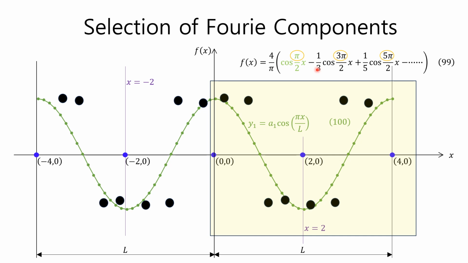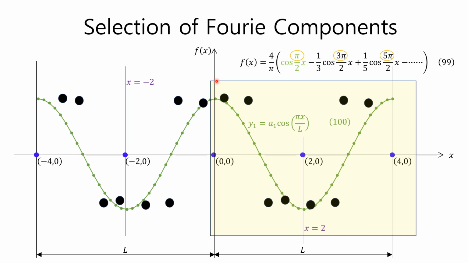At this time, the first term of the Fourier series can be expressed as equation 100, and when represented graphically, it is a cosine function in the shape of the green graph. However, there is a question here. Why are there only odd terms, such as pi, 3 pi, 5 pi, etc., and why are the even terms, such as 2 pi, 4 pi, etc., missing?